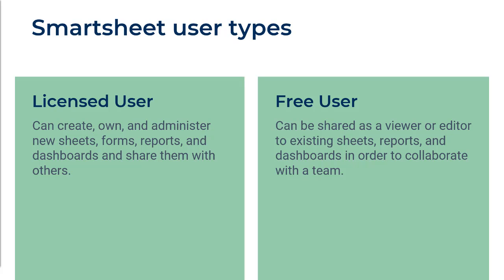A free user is someone who can be shared as either a viewer or an editor to existing objects in order to collaborate. So if you give them editor permissions, they can edit fields and update attachments and conversations, that sort of thing. But a free user doesn't have the ability to create new items. So when we go back to our building block analogy, a licensed user can build with the building blocks, and a free user can interact with the building blocks.